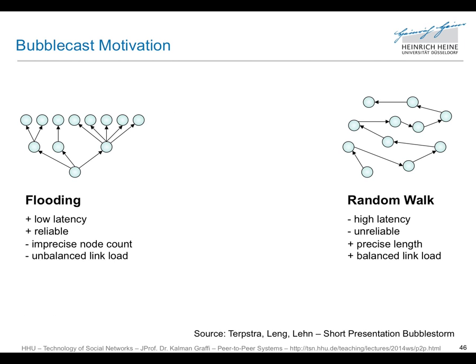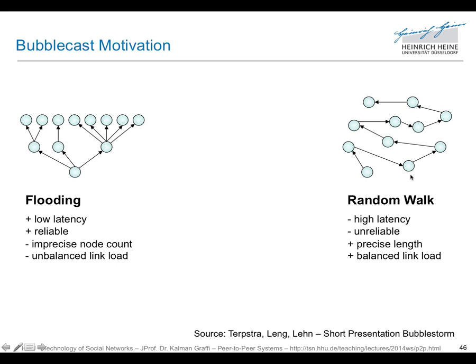The idea is to combine somehow the approach of flooding and random walk. Flooding had a benefit: it was quick, so you could reach every node via the shortest path. It was reliable, all of the nodes were reached, but we didn't know how many nodes we reach, as it grows exponentially. It also had unbalanced link load, that means that nodes contact different numbers of other nodes. One node has like 5 contacts and the other one has 1 contact.